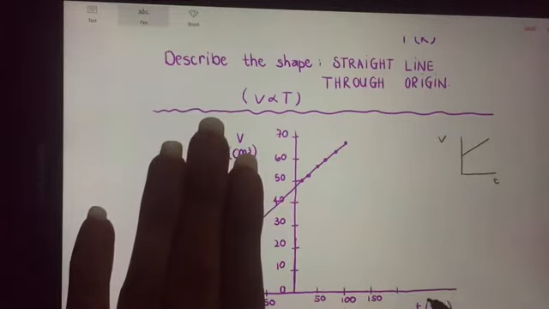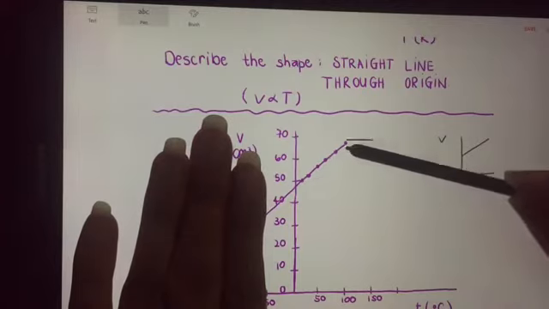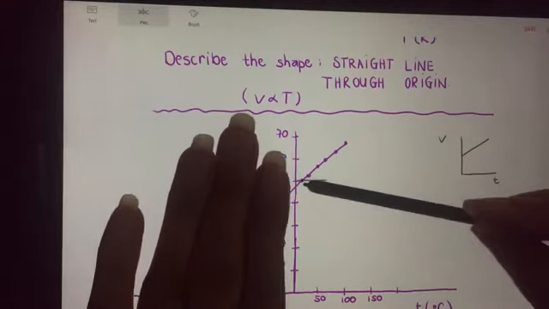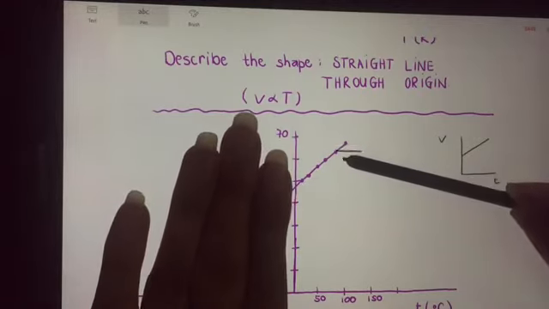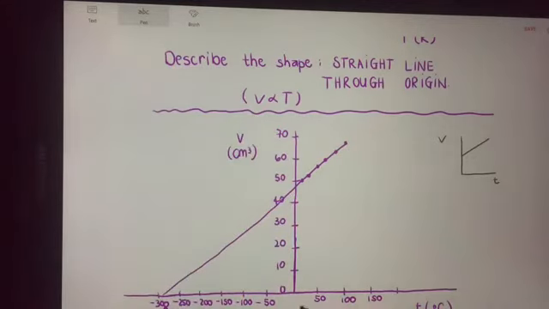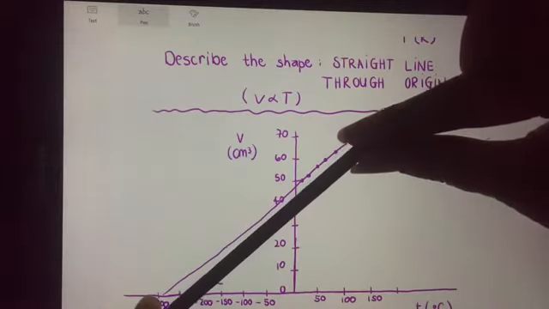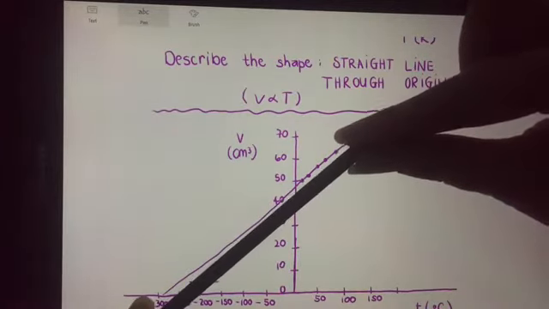On my x-axis, I've got temperature in degrees Celsius. So if I plot those points, it ends up looking like that. If I then extend my x-axis so that I've got negative temperature values as well, negative 50, negative 100, and so on, and I extend this line, as you can see over there.